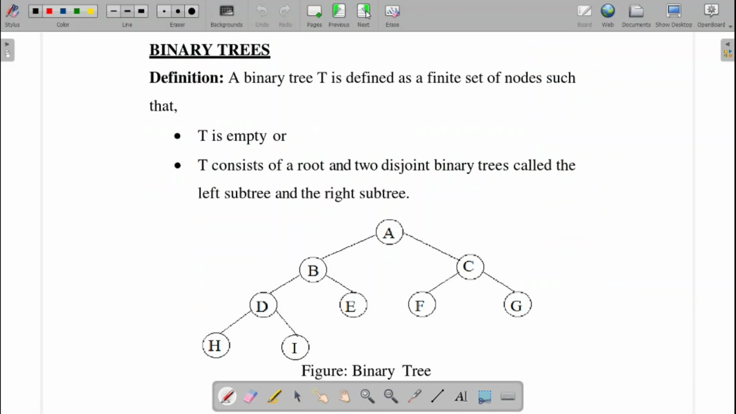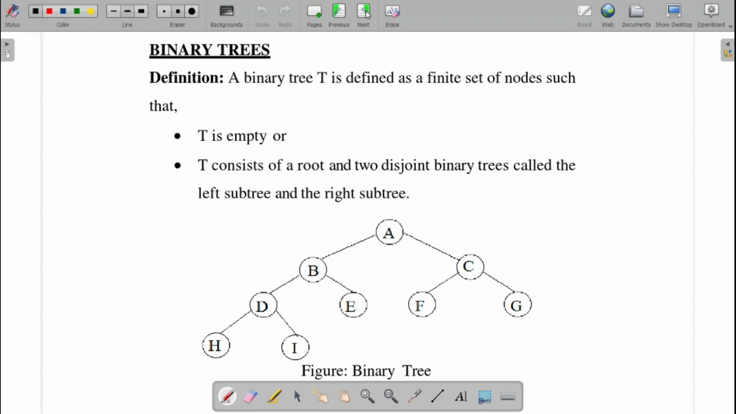To start with, binary tree. A binary tree is defined as a finite set of nodes such that either T is empty, the tree is empty, or the tree consists of a root node and two disjoint binary trees called the left subtree and the right subtree.